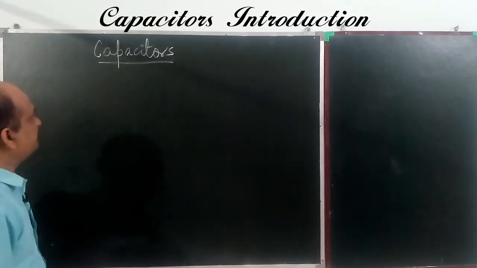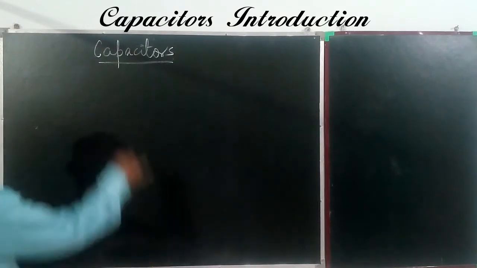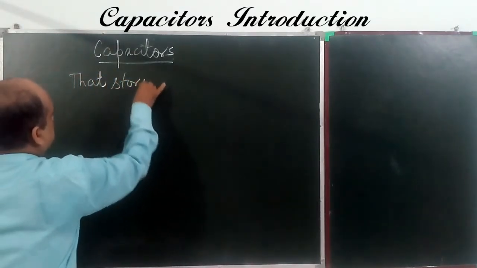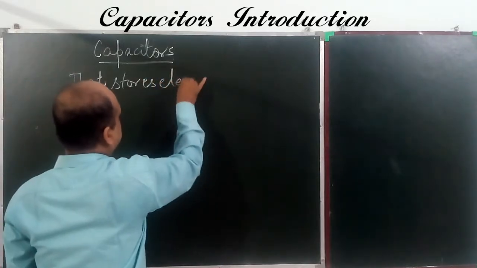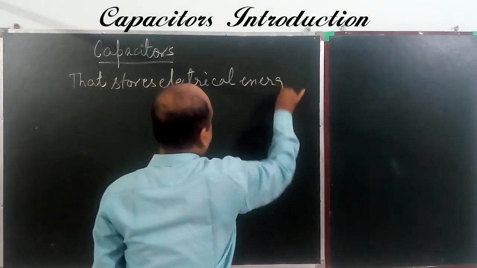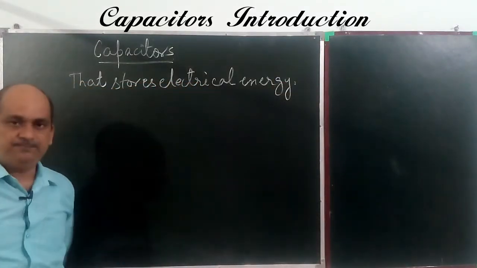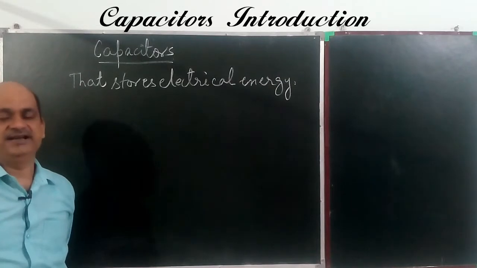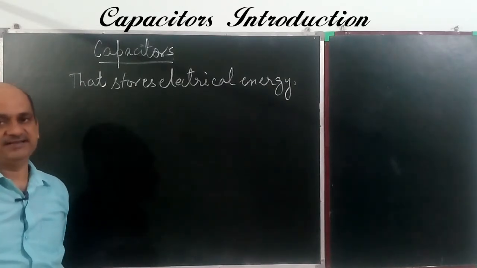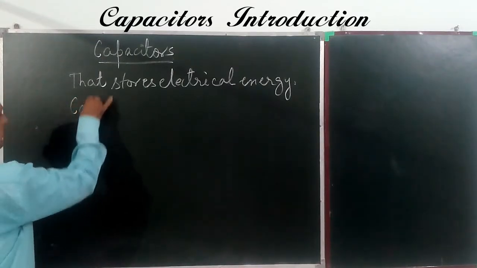Okay, so we can define capacitors as devices that store electrical energy. Or we can say electric charge, but the best is to say it stores electrical energy and supplies it when it is needed. Now we have one more term here, that is capacitance.